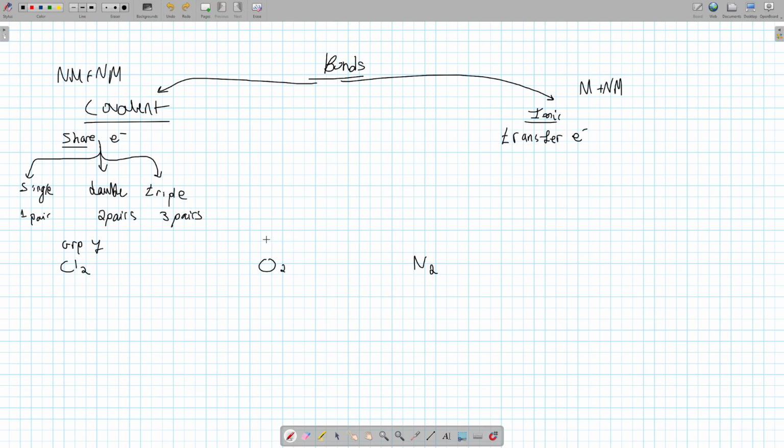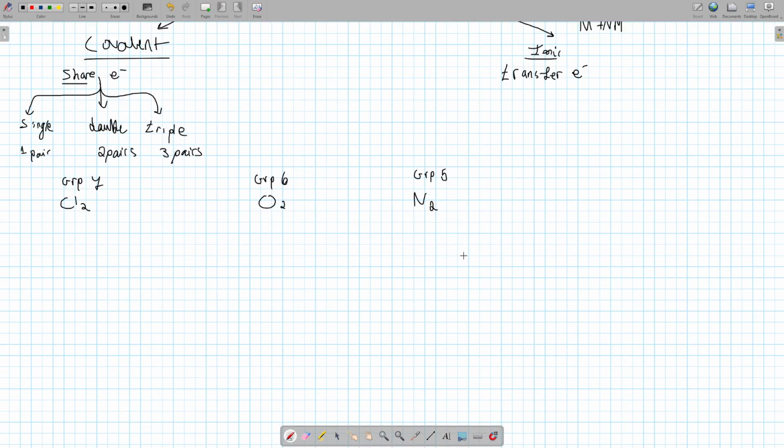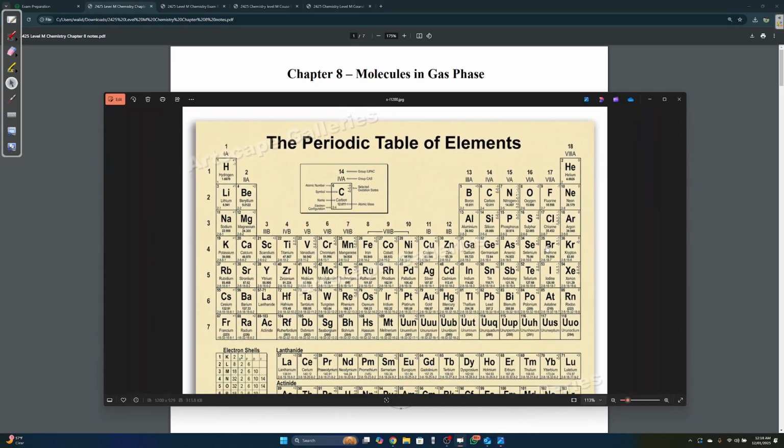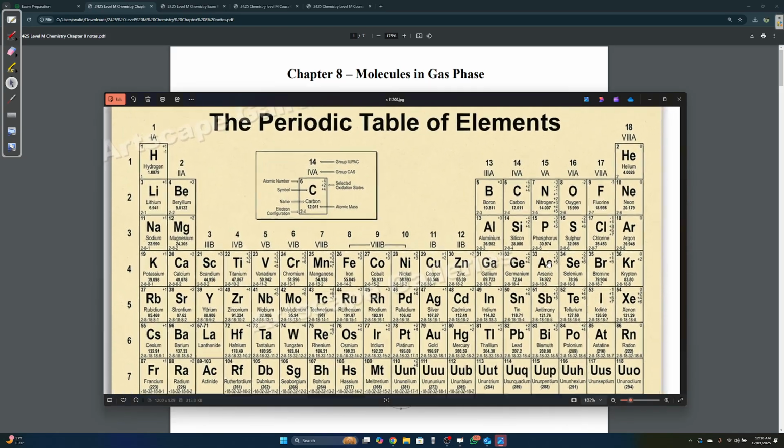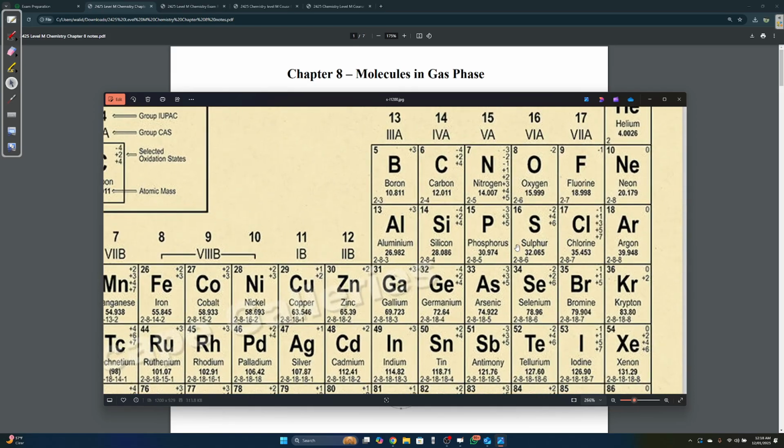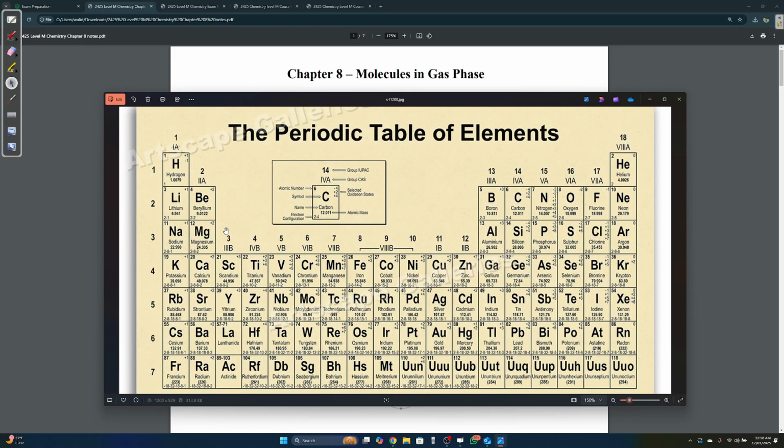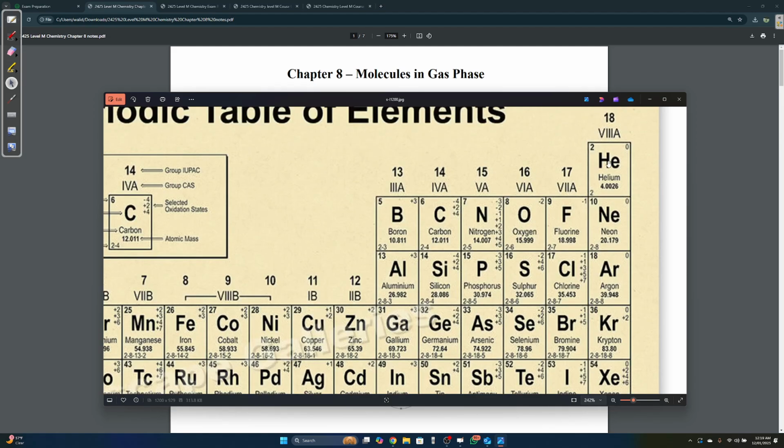Chlorine is in group 7, oxygen is in group 6, and nitrogen is in group 5. And you guys know, our whole goal for bonding is to reach 8 electrons, right? In our valence shell. That's the whole goal of bonding. Why? It wasn't mentioned in the notes or course revision, but our teacher taught us it. You should know this. Every atom here wants to be like the noble gases.